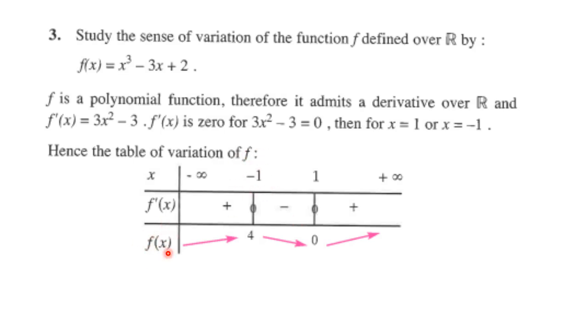But how do I calculate the 4 and the 0? As I said before, you replace minus 1 in f of x. So we calculate f of minus 1 and we calculate f of 1. So we get 4 and 0. So this function has a maximum at minus 1, 4, and a minimum at 1, 0. And we know that f prime of minus 1 is 0 and f prime of 1 is also 0, because they are roots of the derivative.